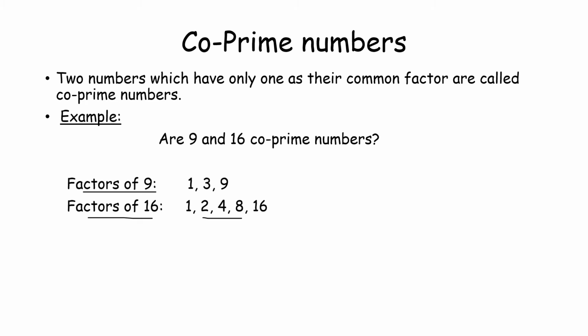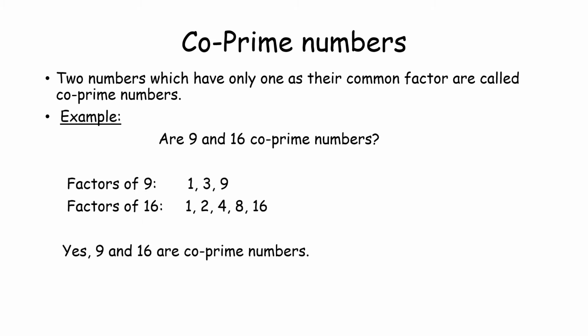Now if you look at both of them, you see that there is only one common factor, which is 1. All other factors are different from each other. So 9 and 16 have only 1 as their common factor. It means that 9 and 16 are called co-prime numbers. I hope the concept is clear: two numbers which have only 1 as their common factor are called co-prime numbers.